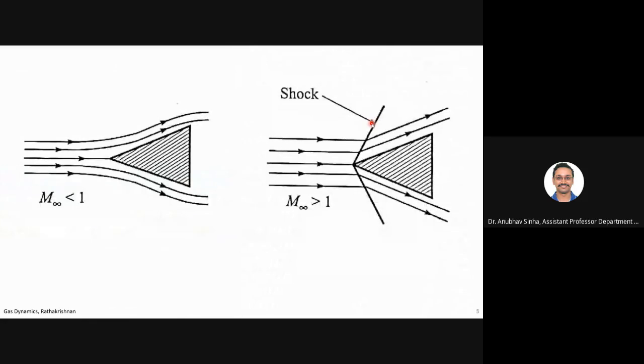As someone has told, we'll talk about Mach number. If the Mach number is less than 1 or more than 1, we have different regimes. The Mach number is defined as the ratio of local flow velocity divided by the velocity of sound at that region.